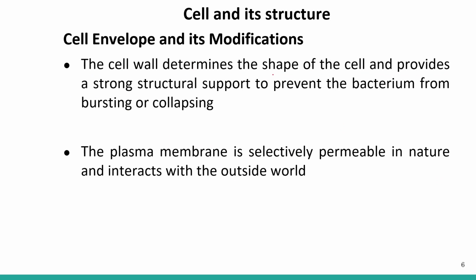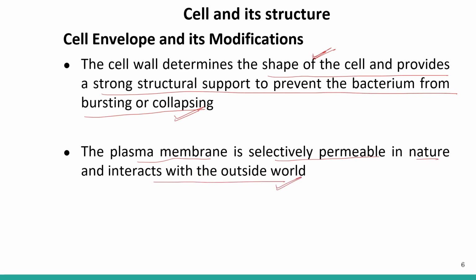The cell wall determines the shape of the cell and provides strong structural support to prevent the bacterium from bursting or collapsing. So this is the main structure that provides shape to the bacteria, right? The plasma membrane is selectively permeable in nature and interacts with the outside world. So there are three different layers. The glycocalyx is present in two forms, as a slime layer as well as in the form of a capsule. Next comes the cell wall, and the innermost layer of the cell envelope is the plasma membrane, which is selectively permeable.